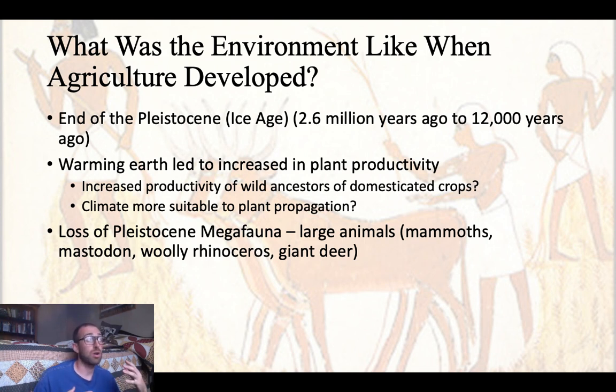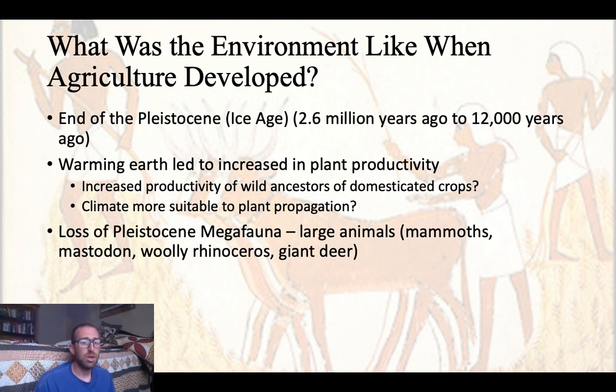So our wild plants become more productive due to this warming. And with this increased productivity of wild ancestors of domestic crops, it becomes an easier shift to start cultivating them. Right? This warming climate is also more suitable to plant propagation, to actually farming or cultivating more plants.